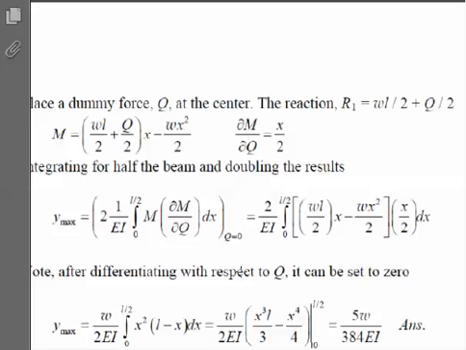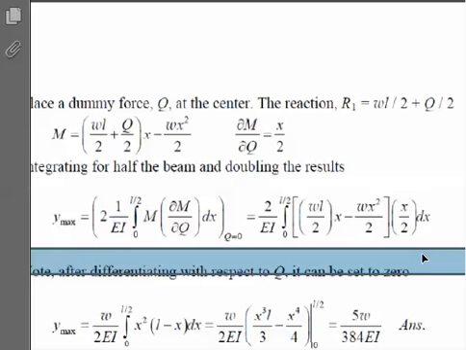And then for the moment, we'll plug in WL over 2 times x minus Wx squared over 2. We're setting Q equal to 0. That's what we have in brackets right here. And then we'll be multiplying by x over 2. That's the partial right here. The rest of it is simply do the algebra, do the calculus, do the integration, and see what falls out.